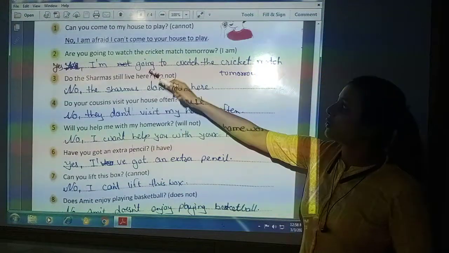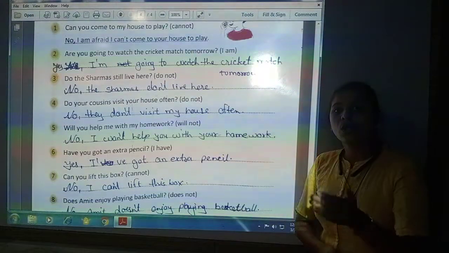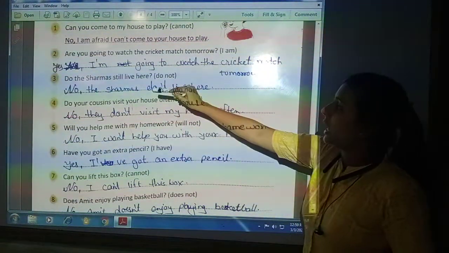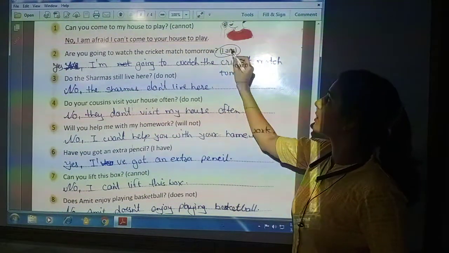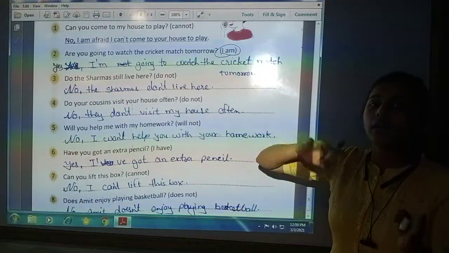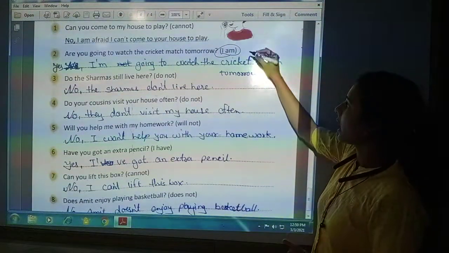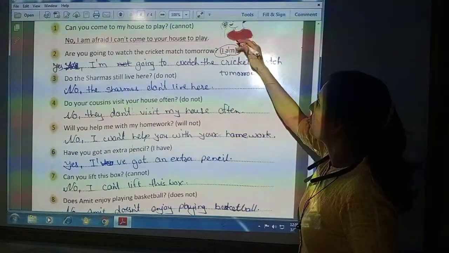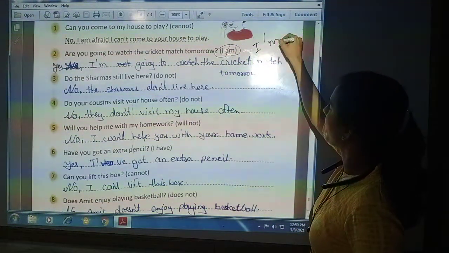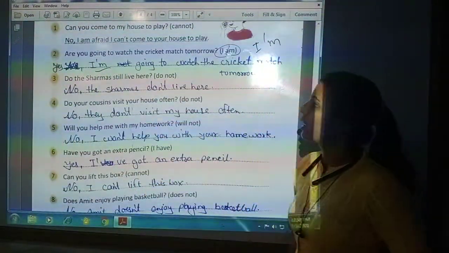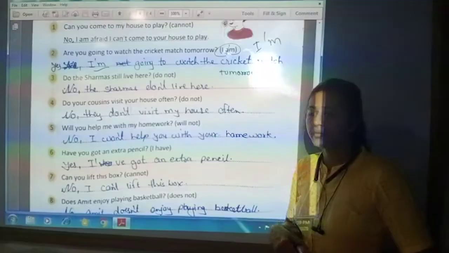Next is, will you watch the cricket match tomorrow? I am. That means the positive reply will be there. So the answer will be yes. I'm going to watch the cricket match tomorrow. Here we have to contract the word, or we have to make the short form of the words I am. So in am, a will be removed and it will become I apostrophe m. Yes, I am going to watch the cricket match tomorrow.